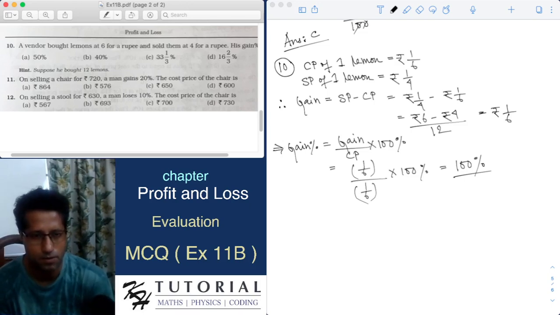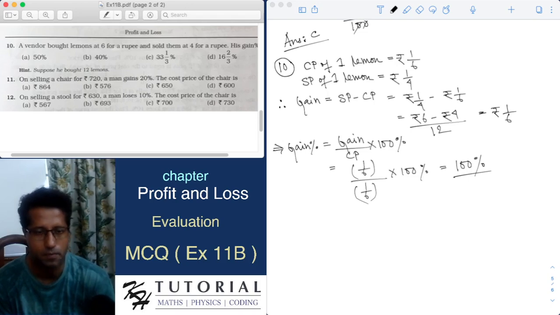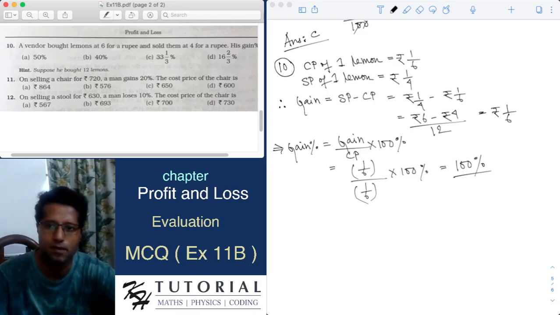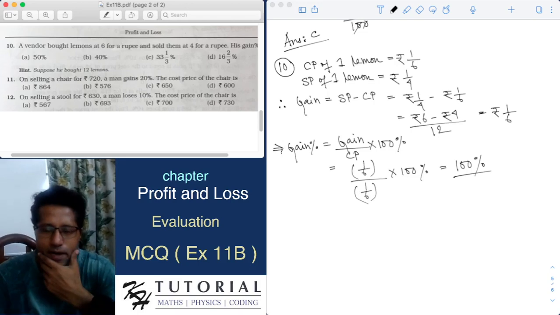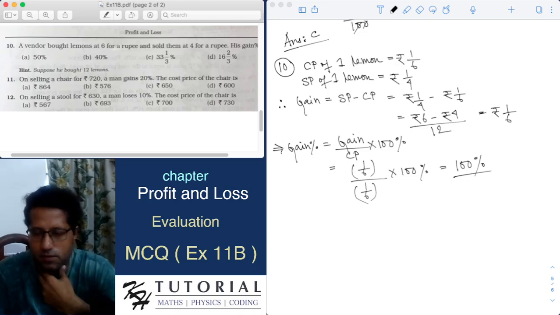A vendor bought lemons at 6 for a rupee. So the purchase price of 6 lemons is 1 rupee. Therefore, the cost price of 1 lemon is rupees 1 by 6. Selling price of 1 lemon is rupees 1 by 4. Therefore, gain per lemon is SP minus CP, which is rupees 1 by 4 minus rupees 1 by 6.